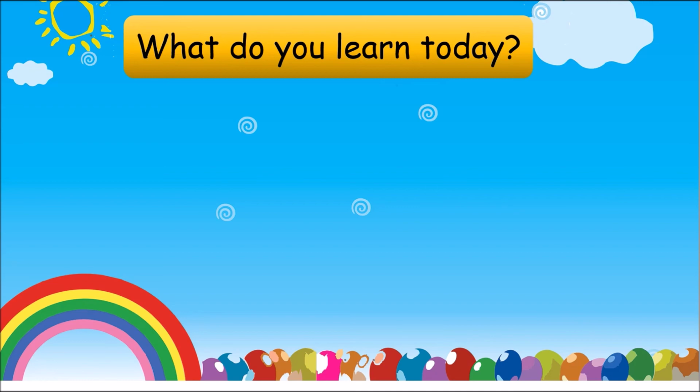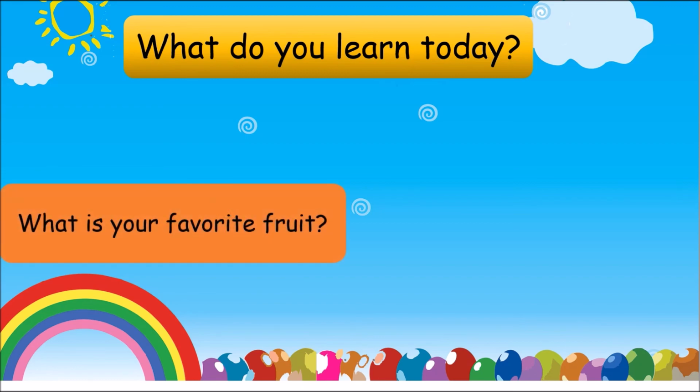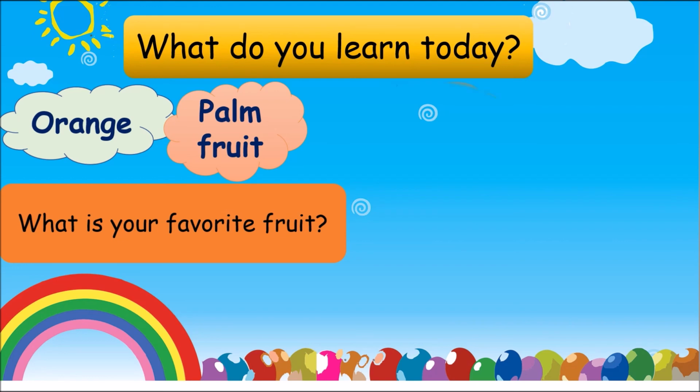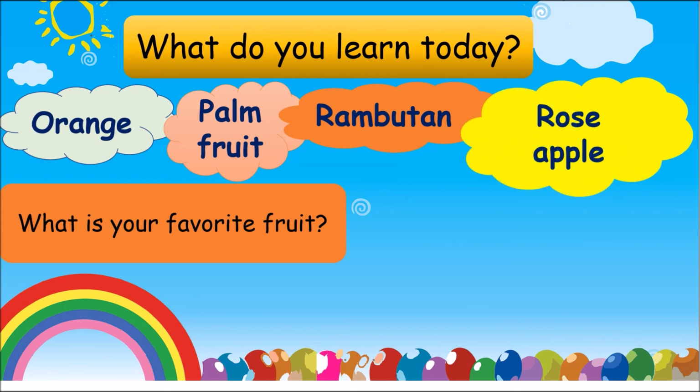What is your favorite fruit? Right? So, what is your favorite fruit? My favorite fruit is orange. My favorite fruit is palm fruit. My favorite fruit is rambutan. My favorite fruit is rose apple. My favorite fruit is lychee. Okay, so today we learned the words orange, palm fruit, rambutan, rose apple, lychee.